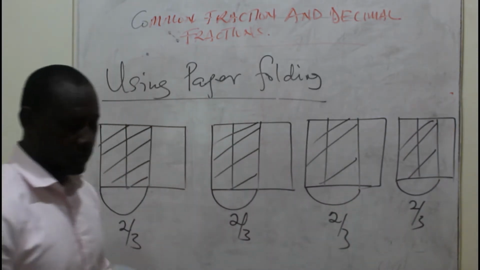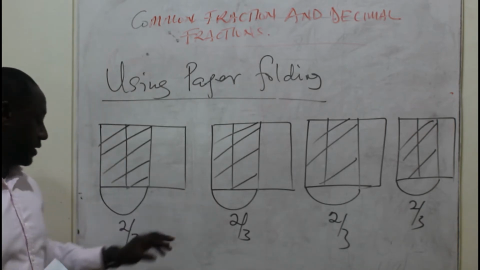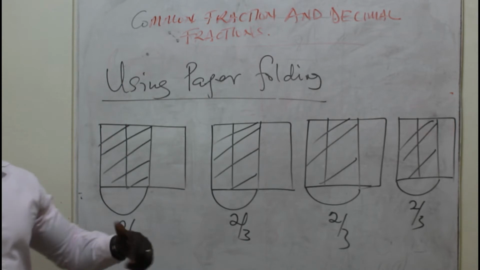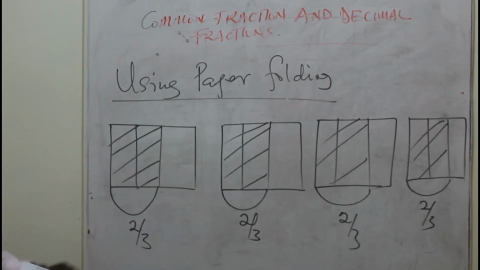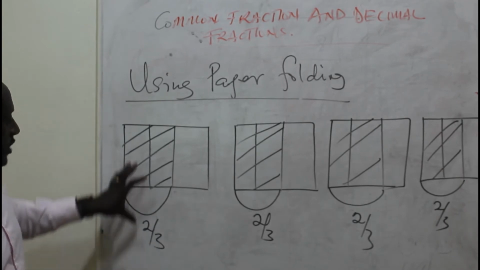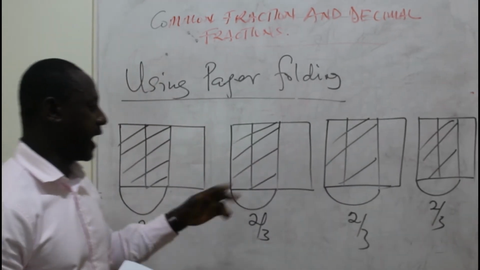Remember, I've told you when you talk about fractions, the number of equal divisions involved is the denominator, but the number of parts that you are going to take is the numerator. Okay? So this is what we have here. This one represents 2/3, 2/3, 2/3, 2/3, 4 times.